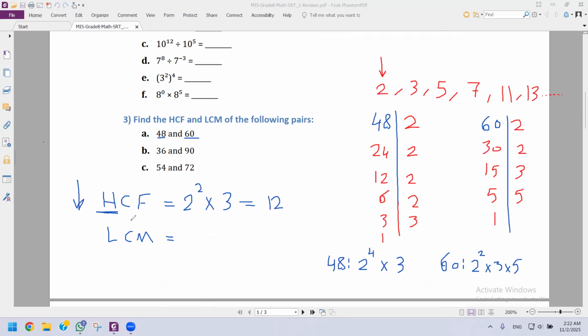Now, the name of it is least, but I compare and I pick the highest. So I have, how many do I have here? 4. How many do I have here? 2. So I pick 4 of them, the highest. 2 power 4. Times 1, 3 here, 1, 3 here. I pick 1, 3. Times 1, 5 here. Here there's nothing. I pick the higher, which is 1, 5.